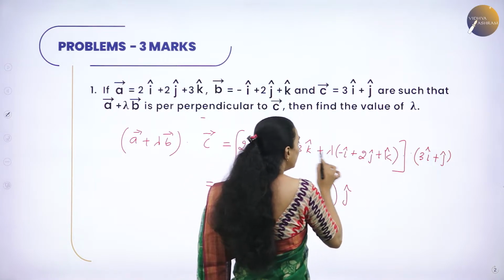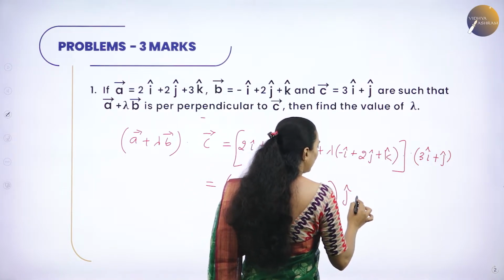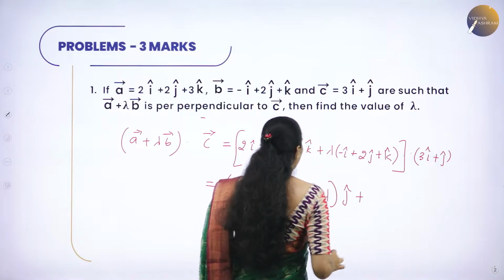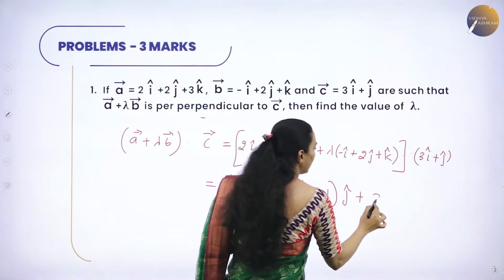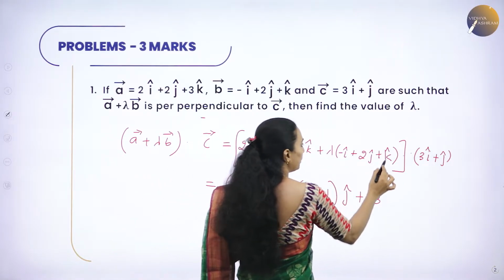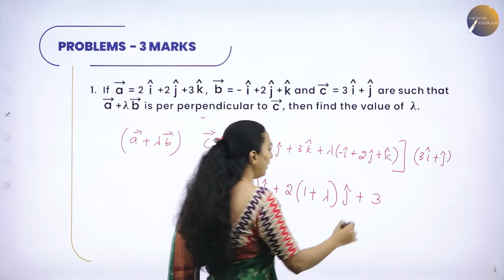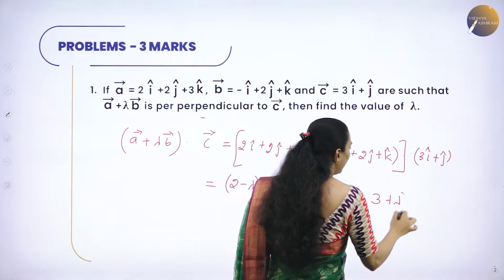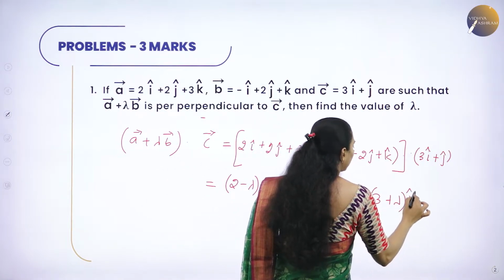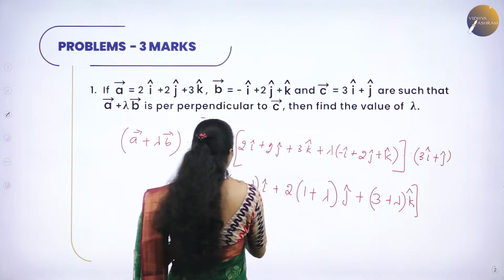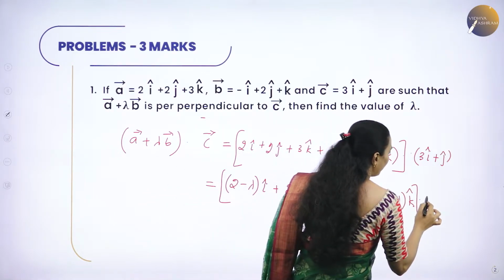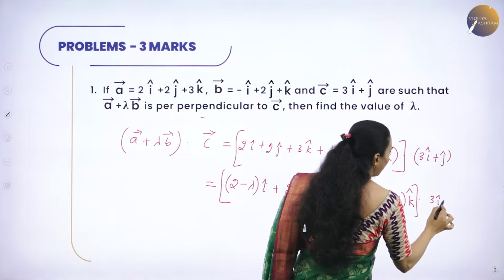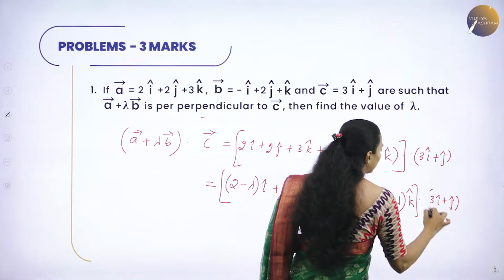Understood? Similarly, you can multiply k dot k. So you can have it as plus, here it is 3. Again here lambda into k. So therefore 3 plus lambda into k, with the dot product of 3i cap plus j cap.